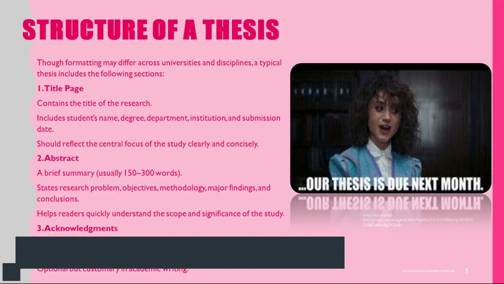Then comes the abstract. The abstract is a short summary of the entire thesis, usually between 150 to 300 words. It briefly states the research problem, objectives, methodology, major findings, and conclusions. The abstract allows the reader to quickly understand what the study is about and why it is important.